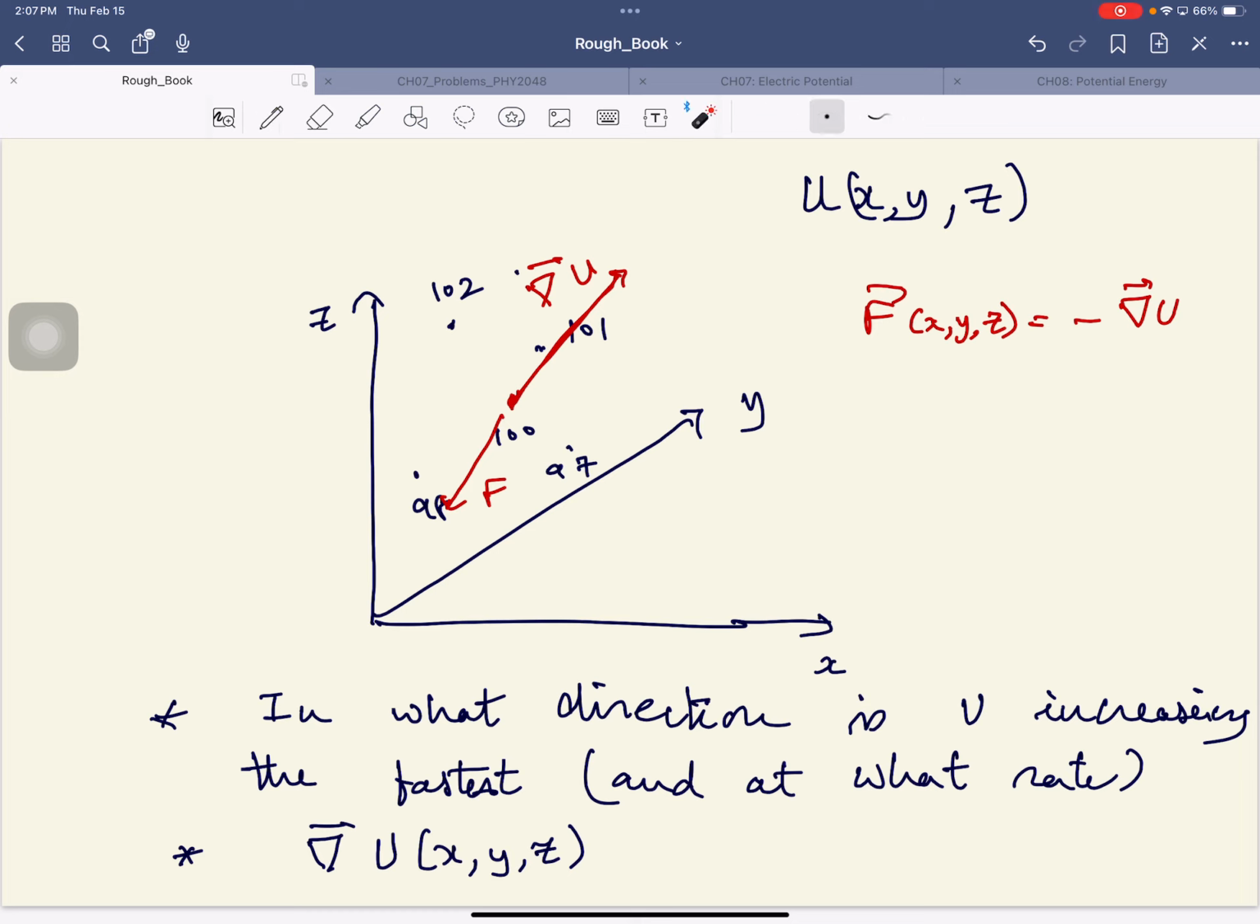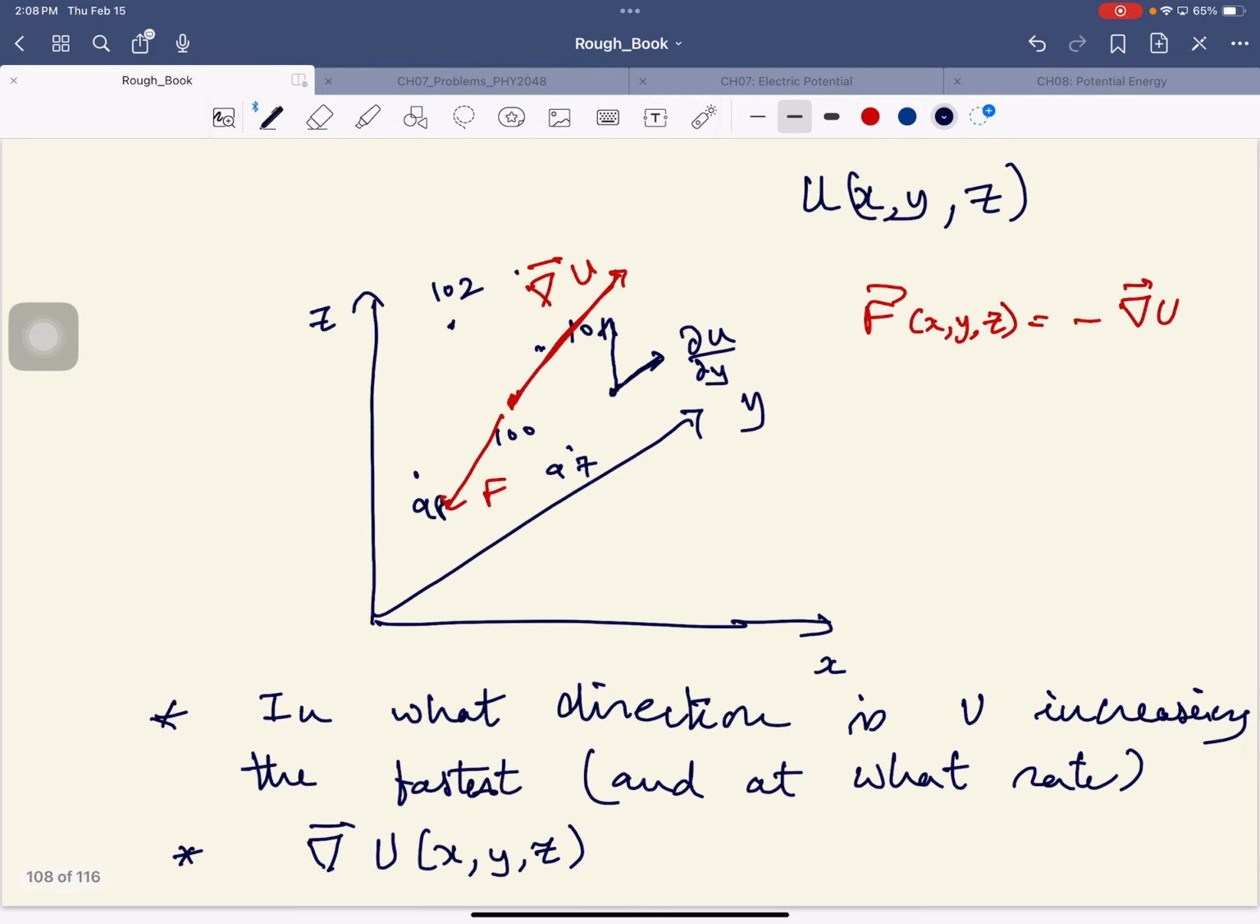If you're at this location, what does del u by del y tell you? The rate of change of u as you move in the y direction. Okay. What does del u by del z tell you? How does u change as you move in the z direction? Did you guys understand that?